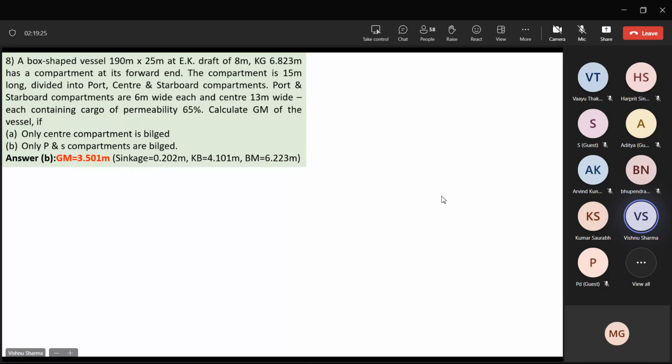If you are able to solve these two parts, again, this will be covering quite a few parts. Theorem of parallel axis, displaced from midships, permeability, all those things would be taken care of by this particular question.